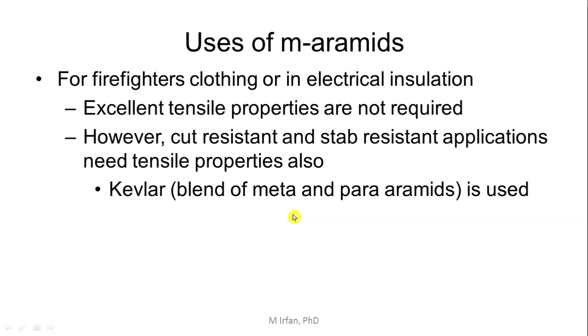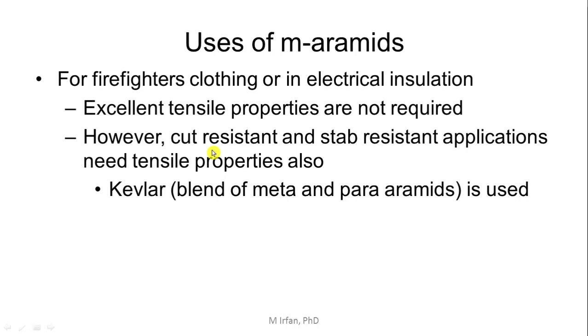Because in many applications, thermal protection is required and requirement of high tensile properties is not important. For example, in electrical insulation and in firefighting clothing. In these applications, tensile properties are not important, whereas fire resistant properties are important. Therefore, in such applications, meta-aramid fibers are a choice of material.